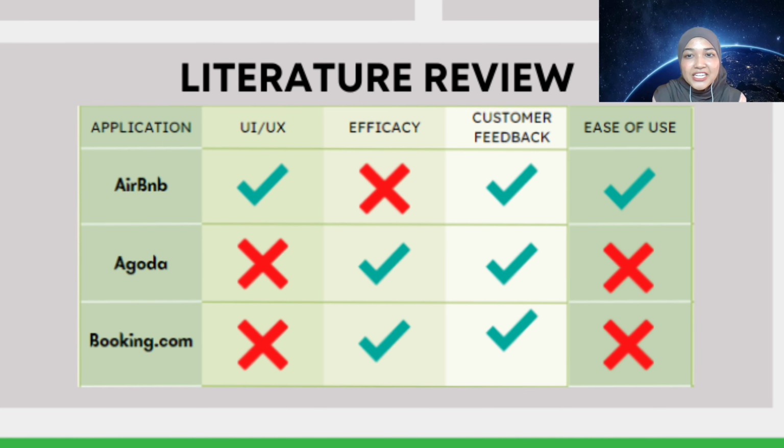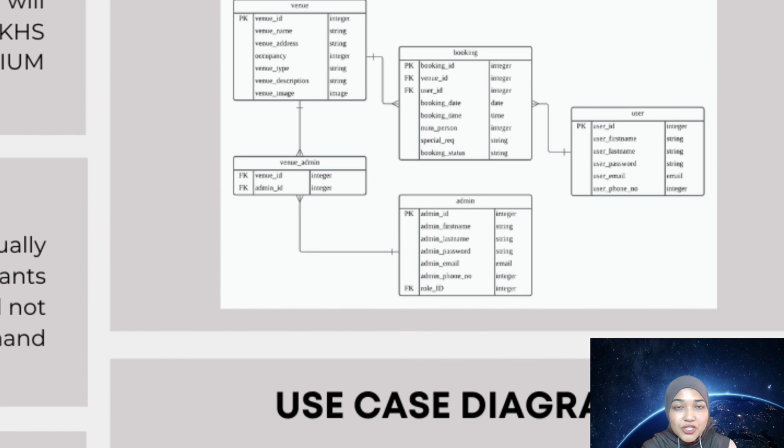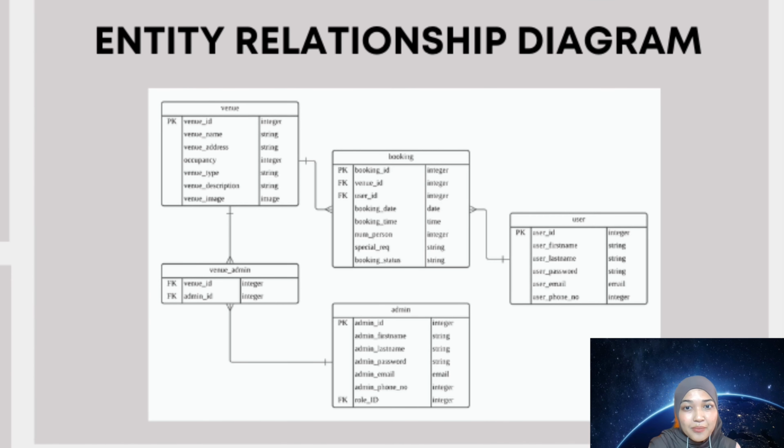Based on these findings, we will implement the positive elements in our application and improve on the negative parts that we have found. Next, let's move on to the entity relationship diagram.